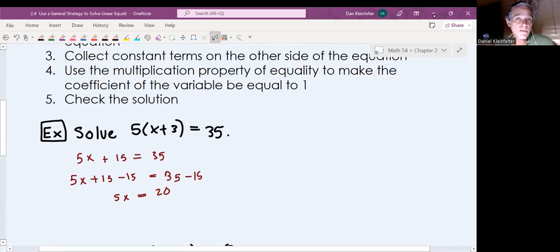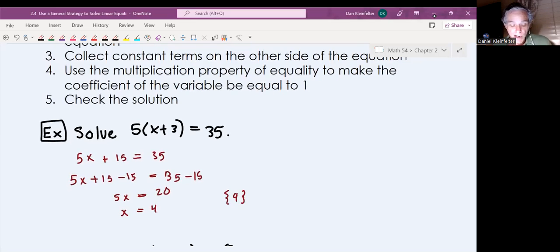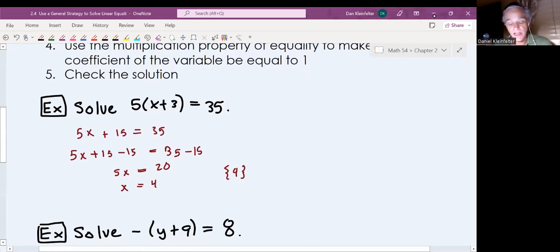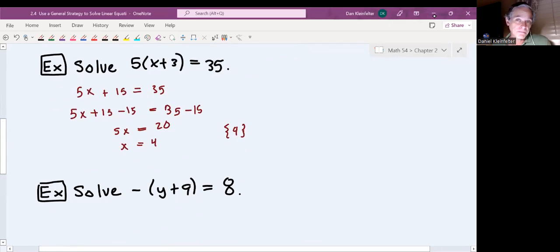Now it says use the multiplication property of equality to make the coefficient of the variable equal to 1. Right now the coefficient of the variable is 5, so we need to think about what we can multiply both sides by or divide by to make the coefficient of the x a 1. If the x has been multiplied by 5, it makes sense that we can divide by 5. So we'll divide both sides by 5 to get x equals 4. Okay, and that will do it. Our solution is 4. The check part I will leave to you. You replace the x by a 4, and then we'll make sure that the equation checks out. That is, we get a true statement in the end.